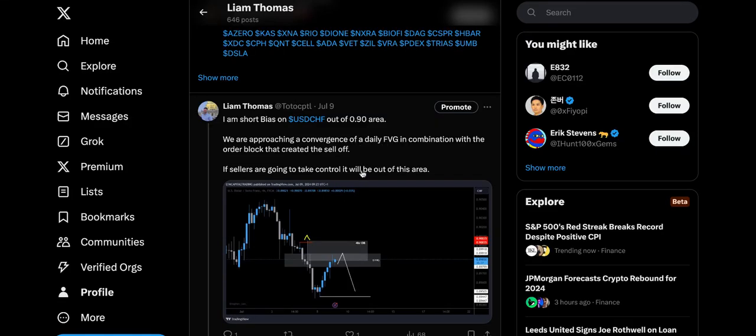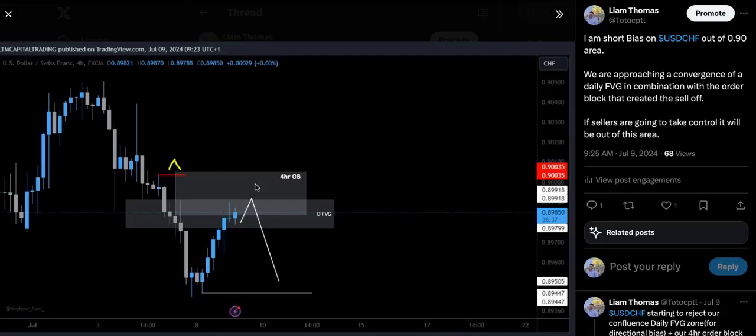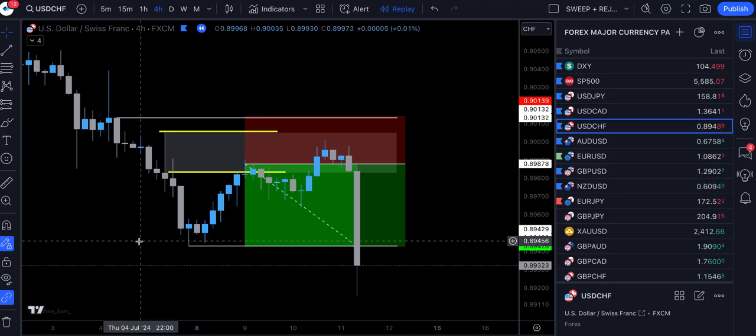You can see I am short bias USD CHF out of 0.90 area. We are approaching a convergence of a daily fair value gap in combination with the order block that created the initial sell-off. Okay, so if sellers are going to take control of this market, this is the area on which they're going to look to short out of for a continuation play. Okay, so let's just break this down step by step.